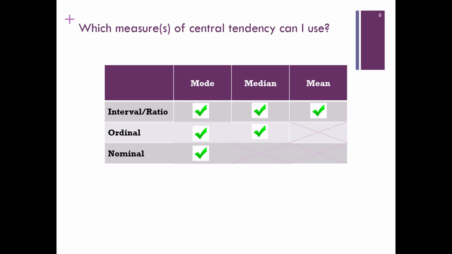And which measure you can use, once again, depends on the type of variable that you have. And so for interval and ratio levels, you can use any of these three. But for ordinal, you can't use the mean. You can use the mode and the median. And then for nominal variables, you can only use the mode, so the most frequent category.